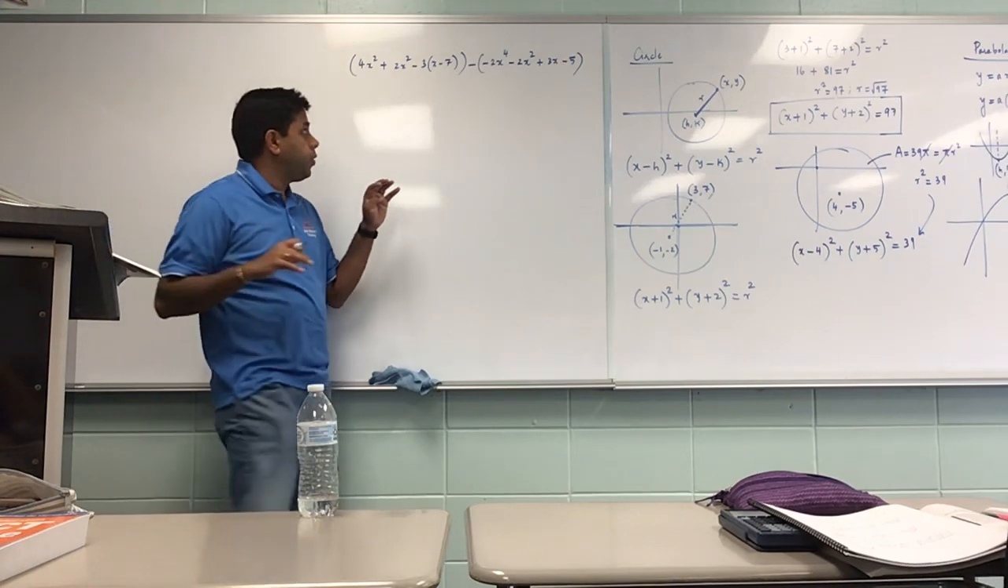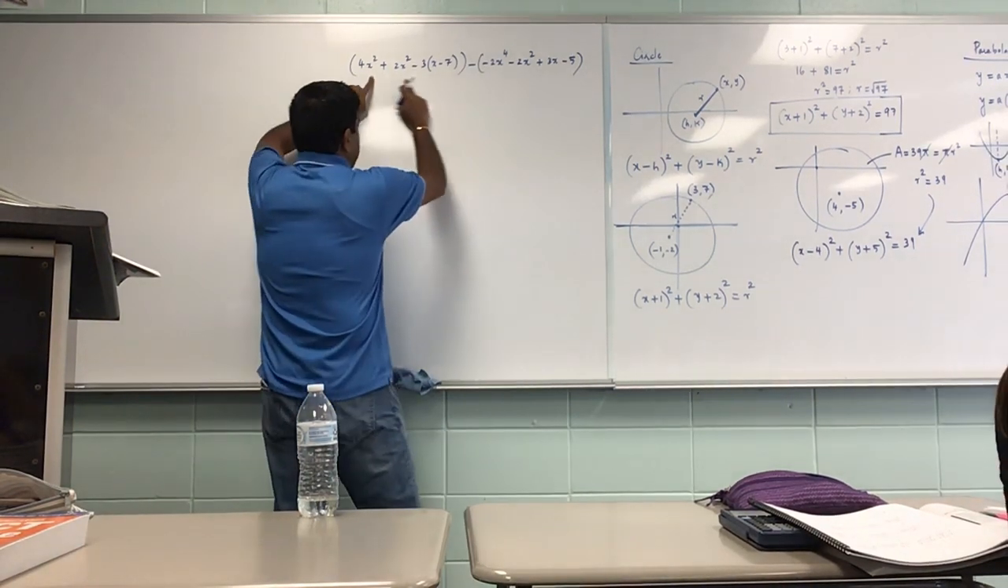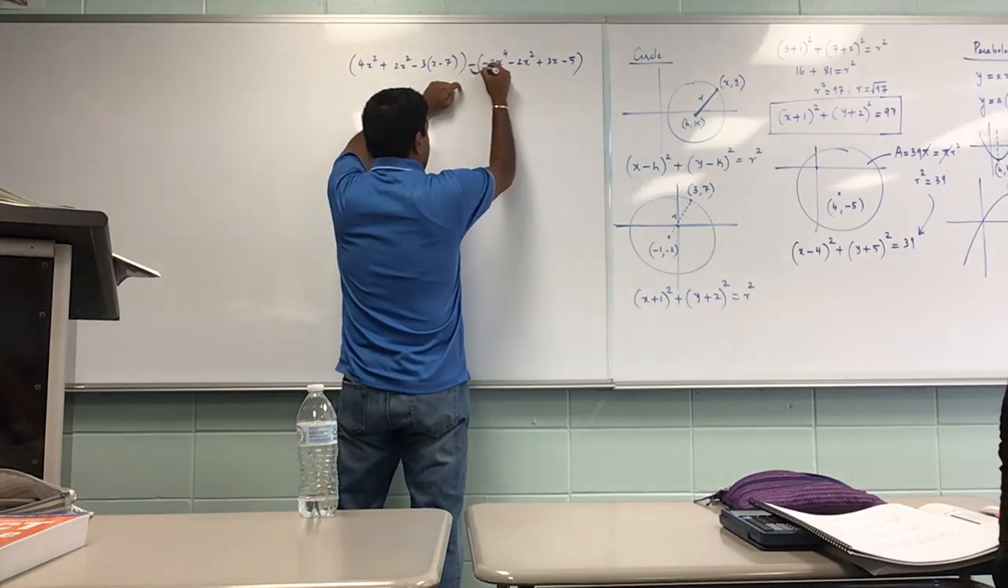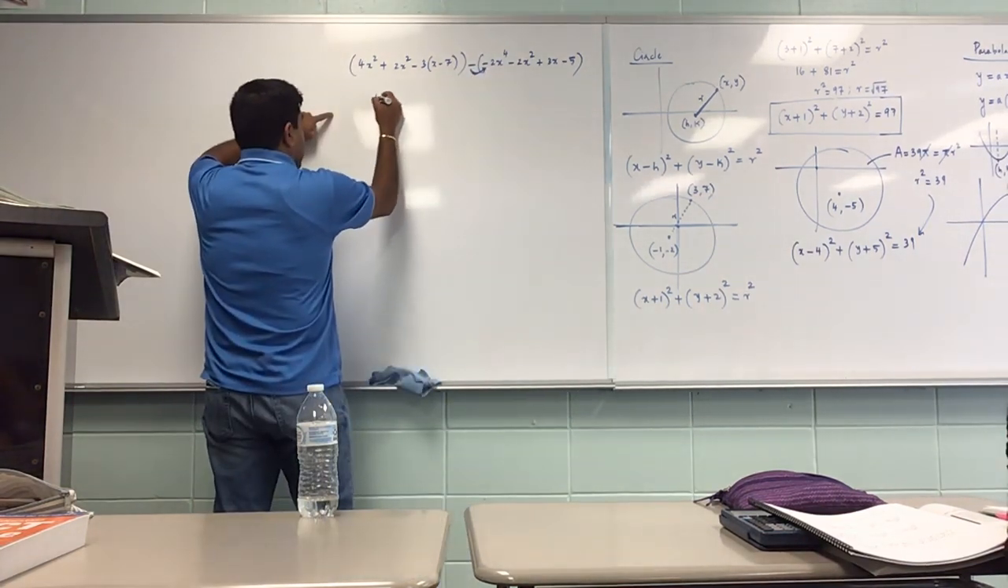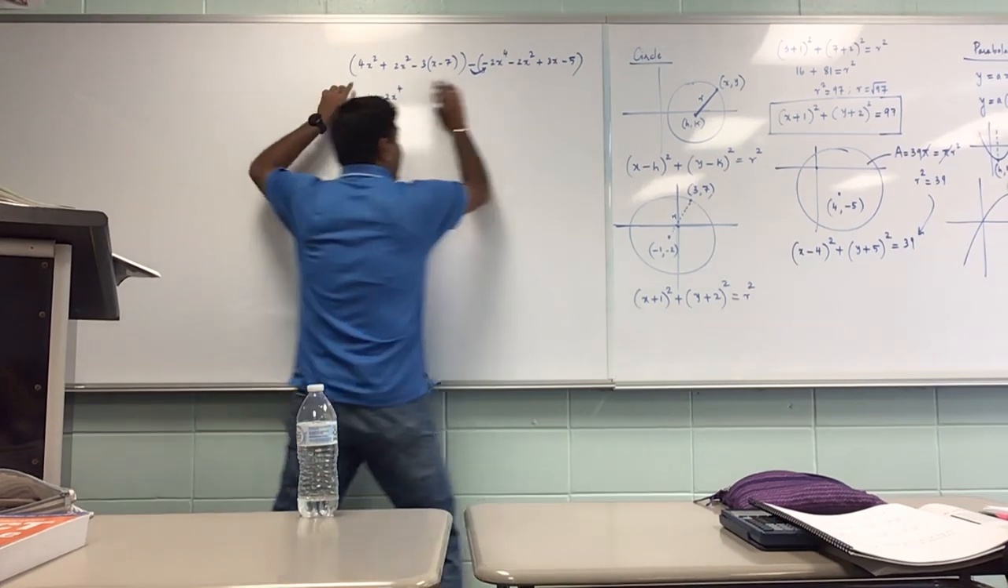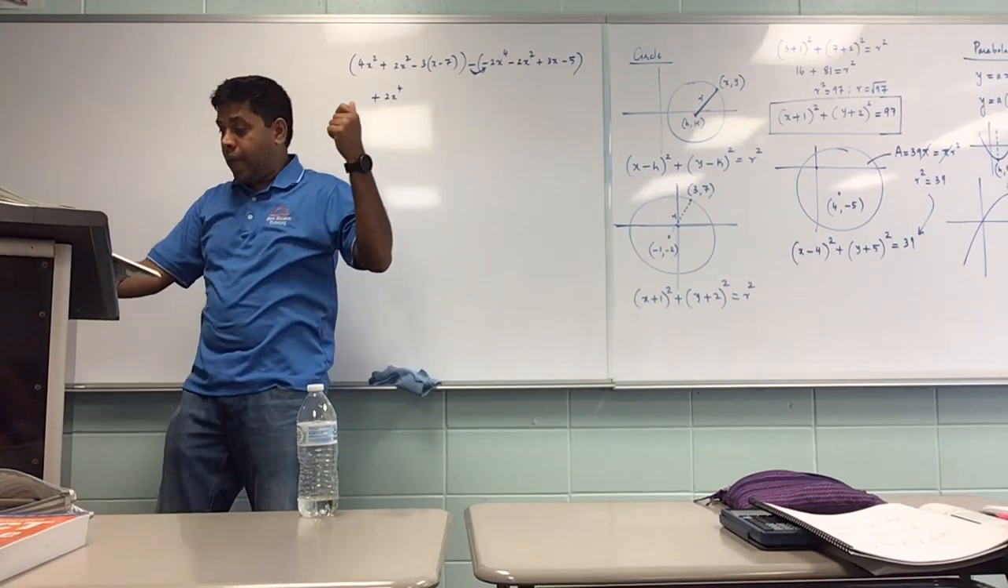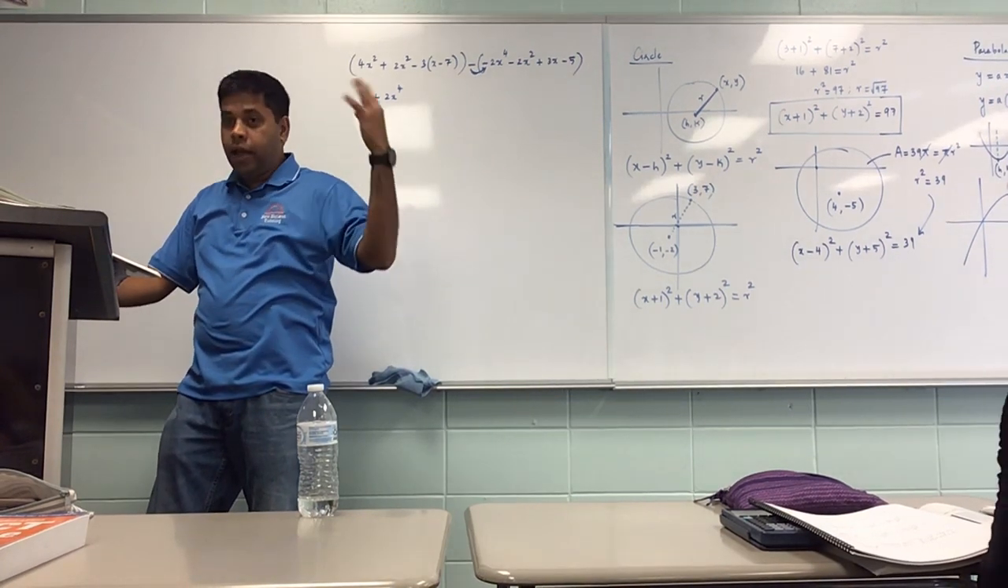As soon as I see this one, there's an x raised to 4. Negative of negative becomes positive. So my answer should contain positive 2x raised to 4. And there's nothing else with x raised to 4. Do you see that? So you can eliminate F, G, H.